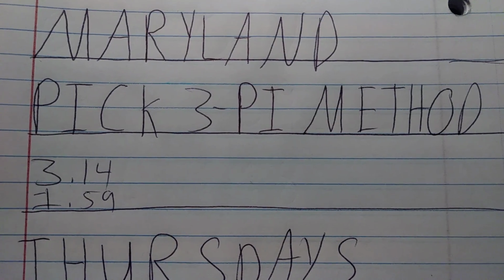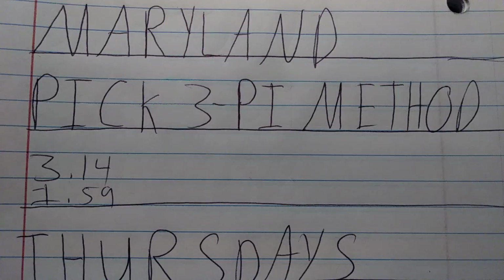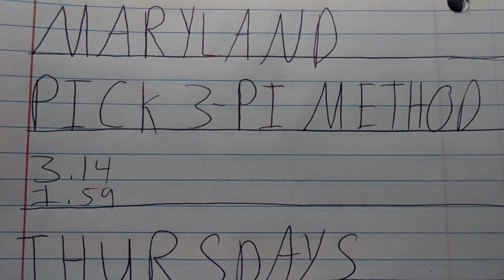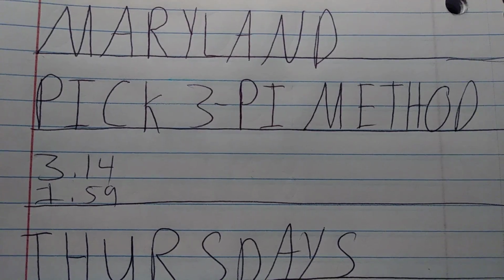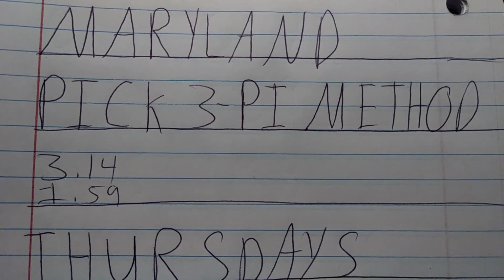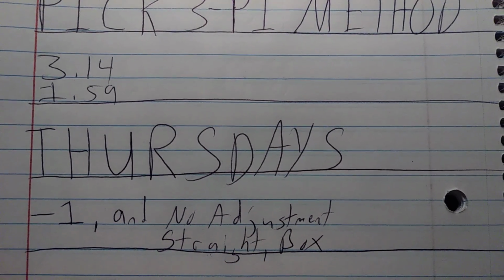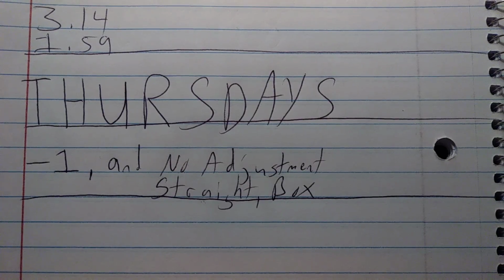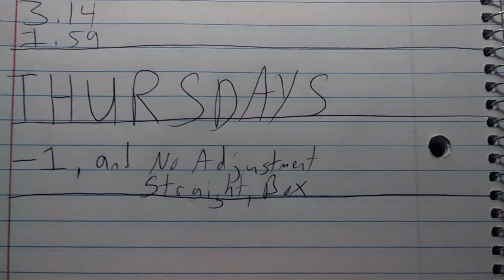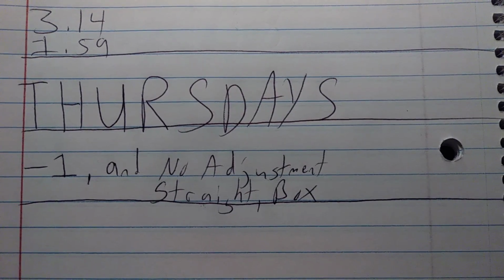All that is taking the first 6 digits of pi, which are 314 and 159, and then testing about a month prior to see if we can figure out the potential numbers in the next 7 days. So for Maryland, you guys seem to like Thursdays. The adjustments are -1 and then no adjustment for straight and box, and I'll show you guys later what I mean by that.